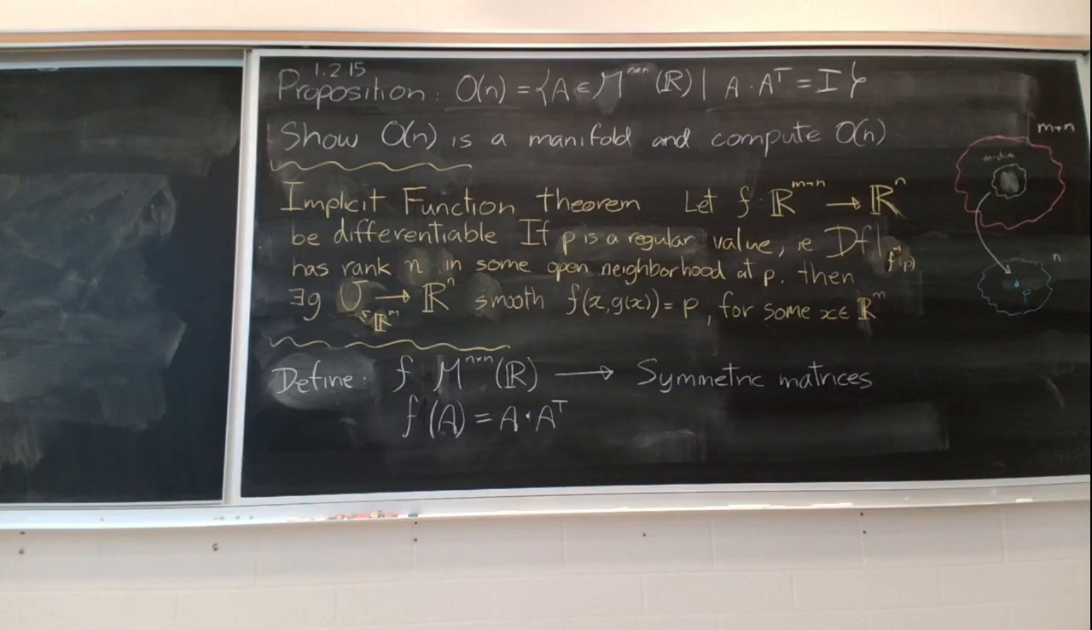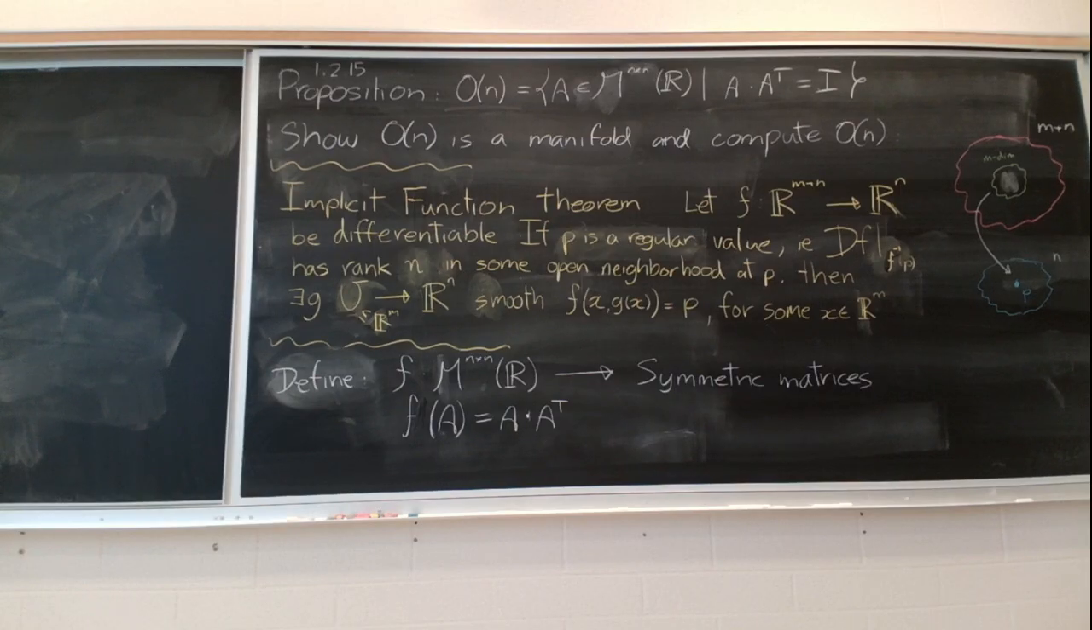Yeah. So let's do a recap again. The implicit function theorem says what? If I have a map from m plus n to n with some nice condition about it, then if I have a nice point P, I look at the pre-image of that point.